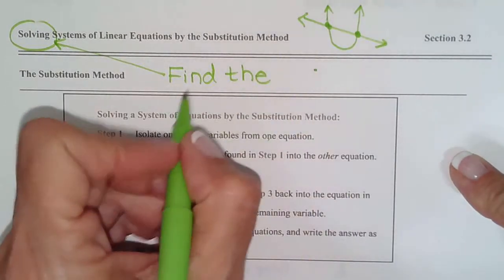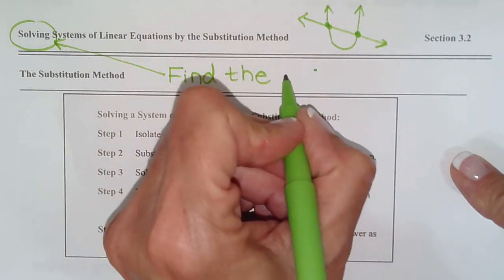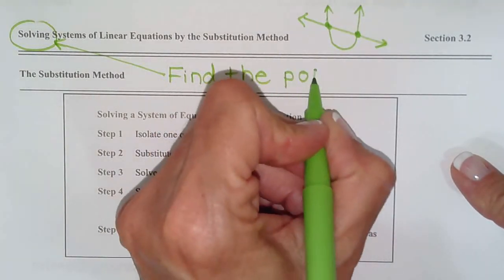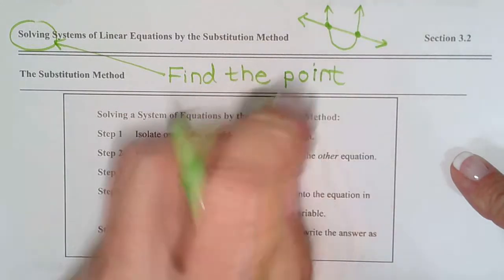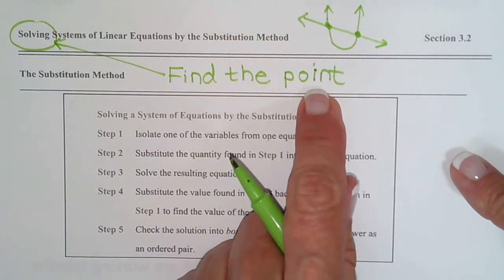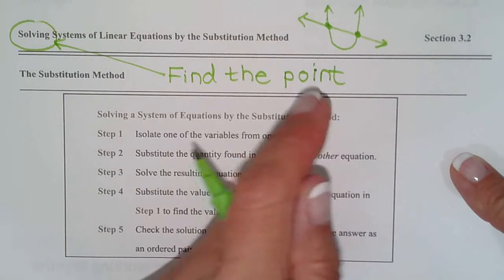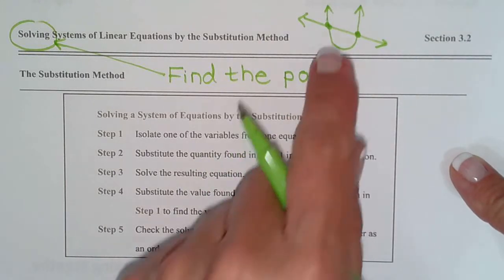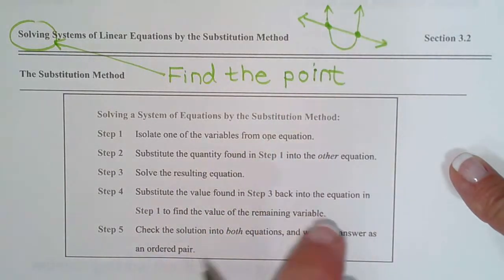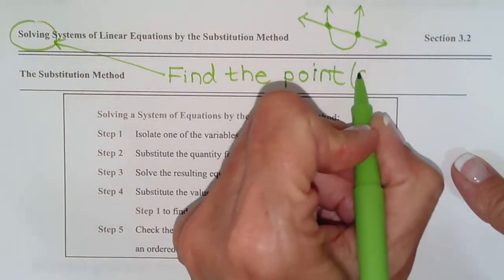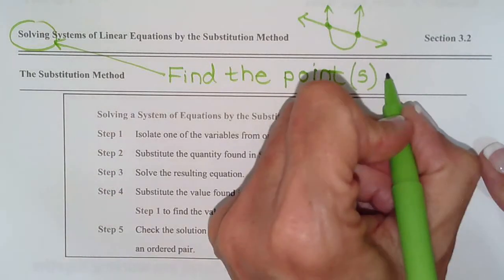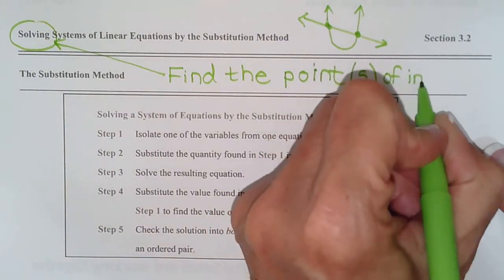Well, let's finish writing this. So find the point of intersection. The reason I got on the tangent is because now we're just finding a point, or points if the lines lie on top of each other. But once we move to the higher levels, the x squareds and y squareds, then we could have several points. So finding the point or points of intersection, that's what solve means.